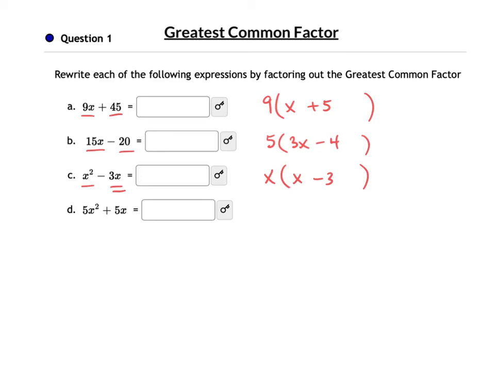5x squared and 5x both have a 5 in common, and they both have a single x in common. 5x is that GCF. 5x times the first spot makes 5x squared. I need another x to make x squared. And 5x times the second spot makes 5x. I need a 1 because 5x times 1 is 5x.